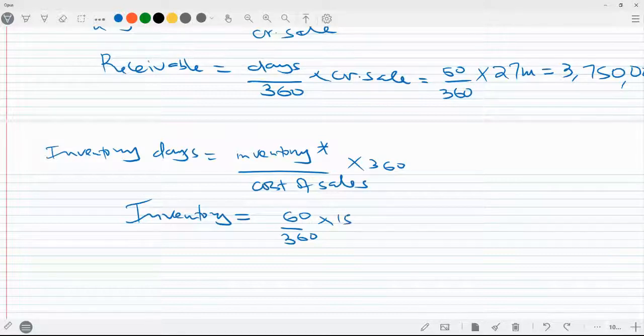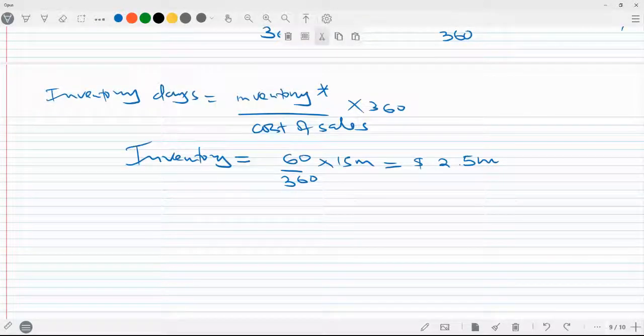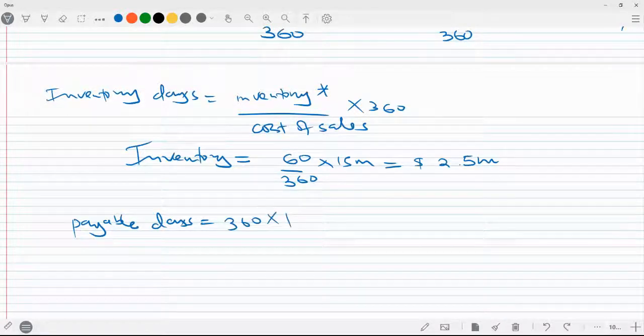15 million. Then how much is the inventory investment? 2.5 million. Yeah. 2.5 million covers the inventory investment. Next, we need to get the payables investment. Payables days, for the formula I gave you, is equal to 360 multiplied by payable, divided by the cost of sales.